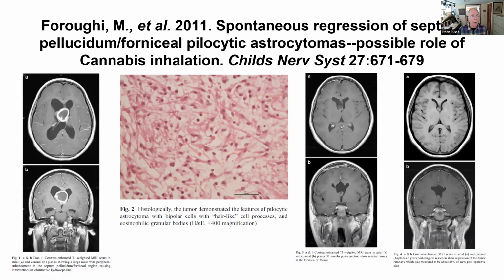And up to modern times, Ferrugi et al. reported on a couple of children who had what are called pilocytic astrocytomas. After surgery, both families deigned to give their children cannabis to prevent recurrence, which was quite successful, as you see in the serial scans.